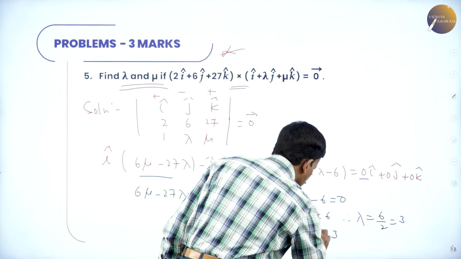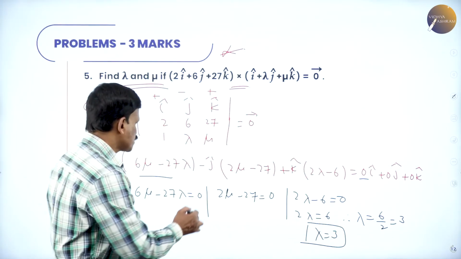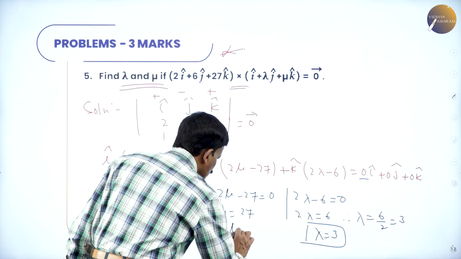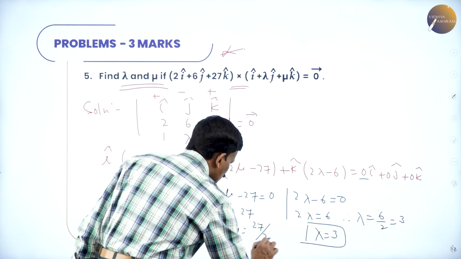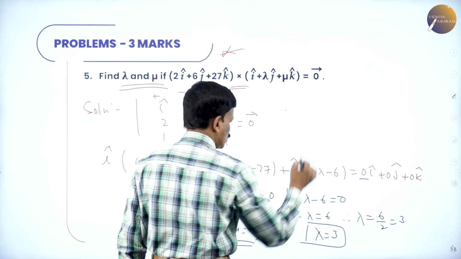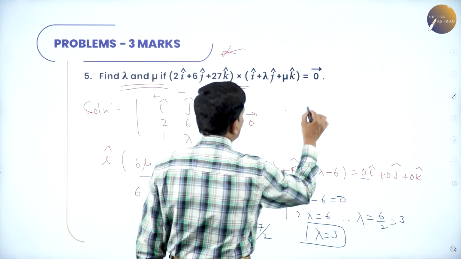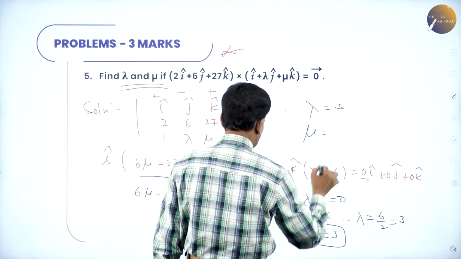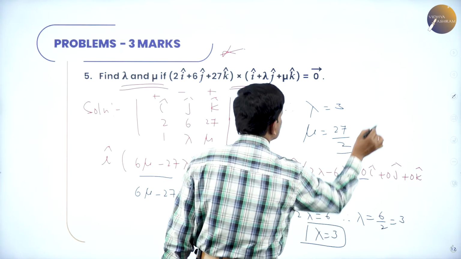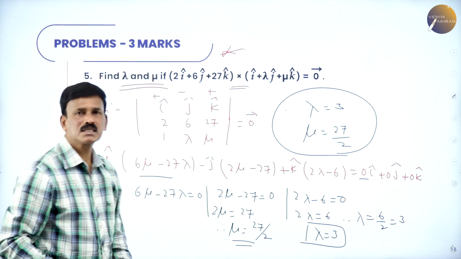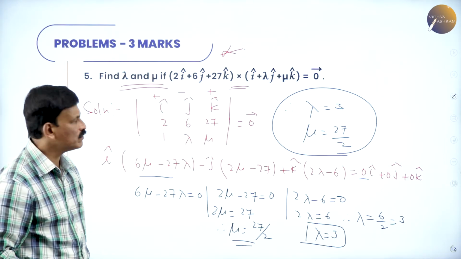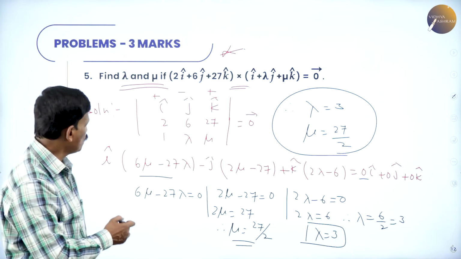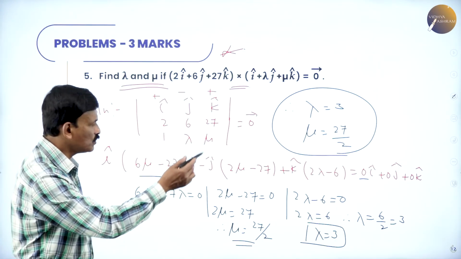Lambda is equal to 3 is one value. Now, if we solve this, 2 mu is equal to 27. Therefore, mu is equal to 27 by 2. So, the values are: lambda is equal to 3 and mu is equal to 27 by 2. That's it. Very simple and very important problem for 3 marks. Just find out the cross product and equate to 0. That's it. Coefficient of i is 0, coefficient of j is 0, coefficient of k is 0.